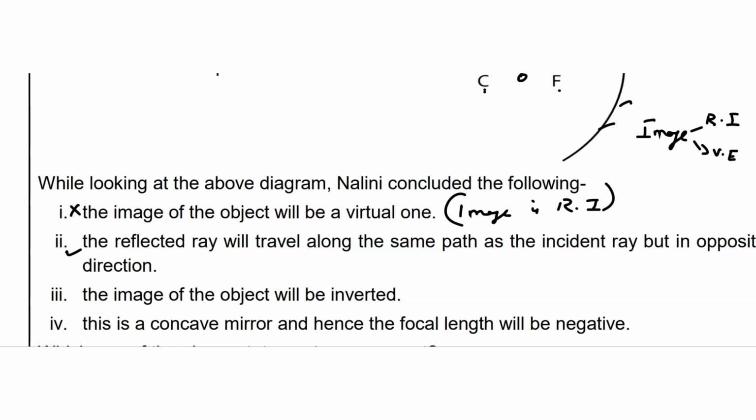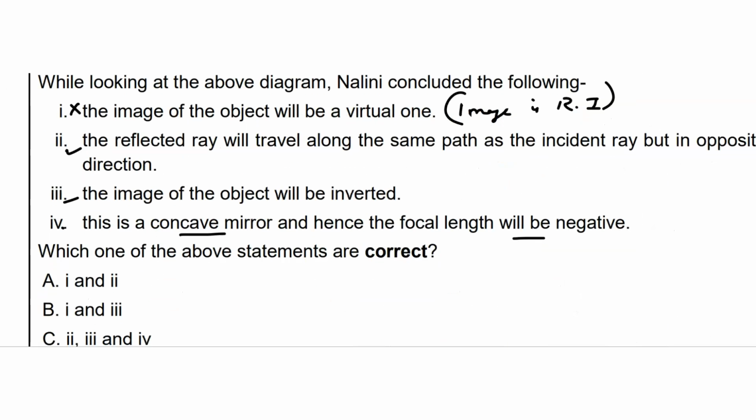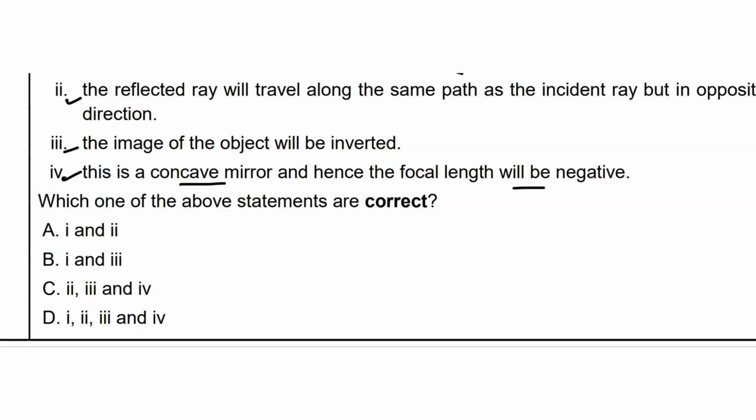The image of the object will be inverted. Yes, the image we got will be real and inverted. So this is also correct. This is a concave mirror, that statement is correct, and hence the focal length will be negative. Yes. Why? The focal length of the concave mirror is negative since its focal length lies on the left side. As per the convention, if the principal focus lies on the left side of the mirror or whatever the lens may be, then your focal length is negative. So option 4 is also correct. Okay, so which one of the above statements are correct? So 2, 3 and 4 are correct. So the option is C.